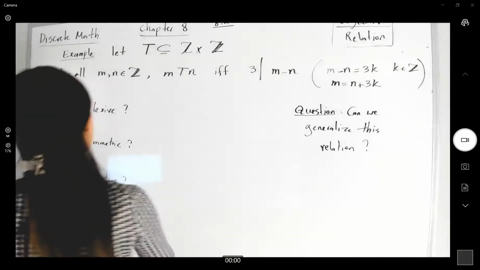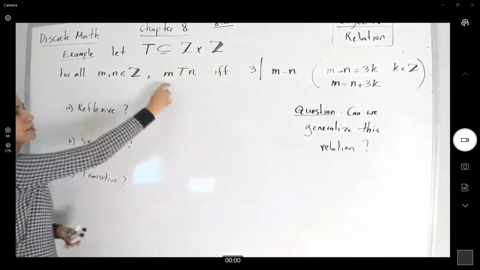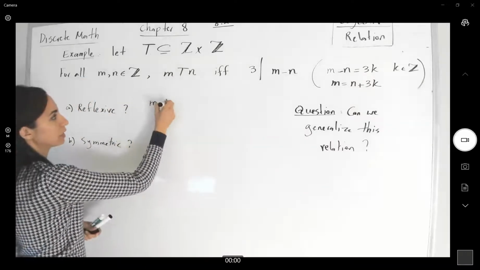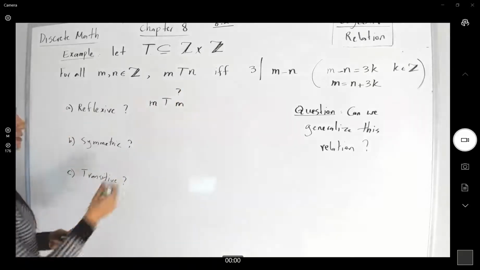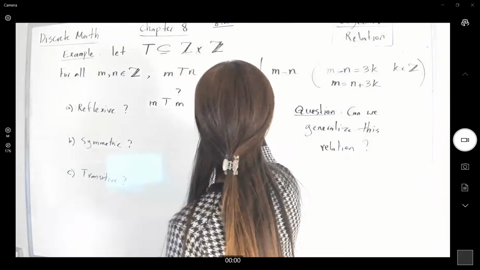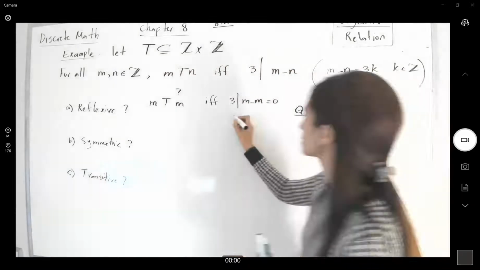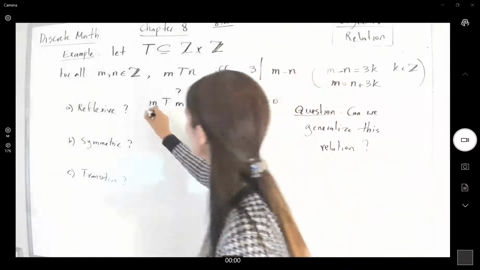Well, is it reflexive? It means that M must be connected with itself. M is in relation with M. It means that 3 divides M minus M. Does 3 divide 0? Of course. 0 can be written as 3 times 0. So it is reflexive.